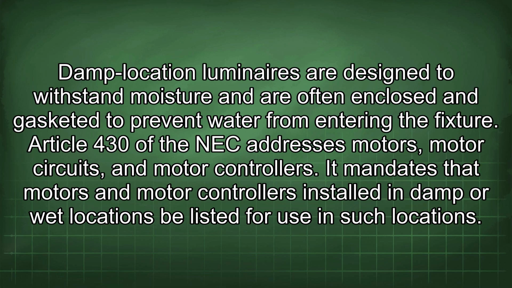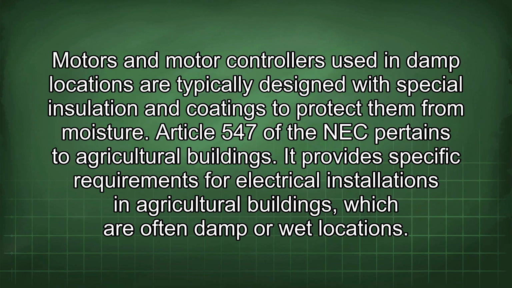Damp location luminaires are designed to withstand moisture and are often enclosed and gasketed to prevent water from entering the fixture. Article 430 of the NEC addresses motors, motor circuits, and motor controllers. It mandates that motors and motor controllers installed in damp or wet locations be listed for use in such locations. Motors and motor controllers used in damp locations are typically designed with special insulation and coatings to protect them from moisture. Article 547 of the NEC pertains to agricultural buildings.